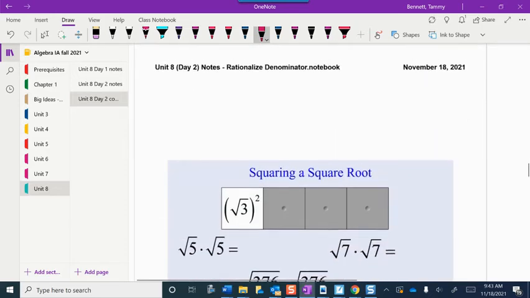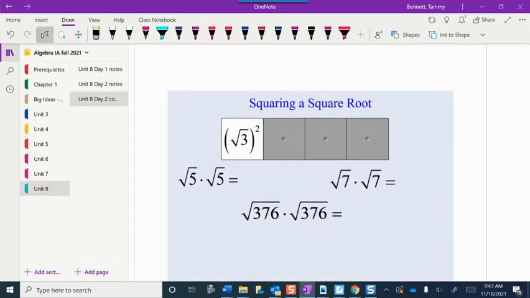All right, next one. We have to agree on some things. So if I say square root of 3 squared, that means the square root of 3 times the square root of 3. Well, the square root of 3 times the square root of 3 is the same thing as the square root of 9. Putting those two together, 3 times 3 is 9, and the square root of 9 is 3. So if I have the square root of 3 squared, it will always be the number underneath the radical sign.